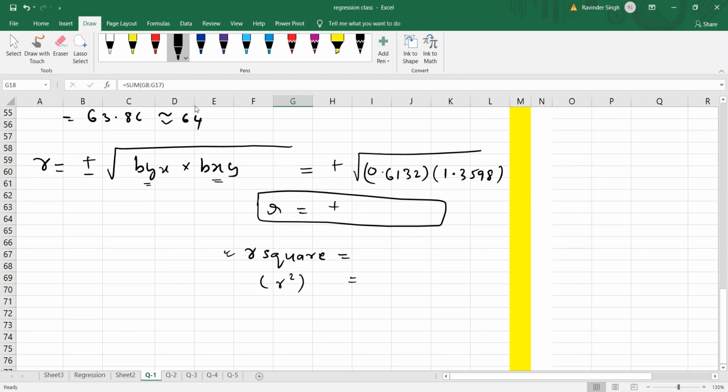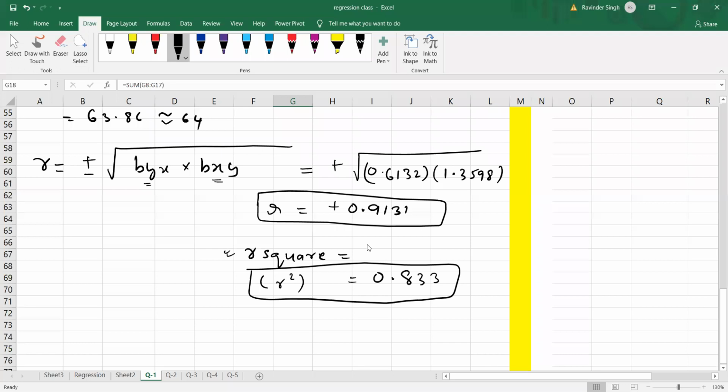This will be plus 0.9131 and R square value is 0.833. No, it's wrong. I forgot to put square root over there. So when you put the square root of this value, you will get 0.9131. And when you square this, you will get 0.833. Okay, so this is the R square.